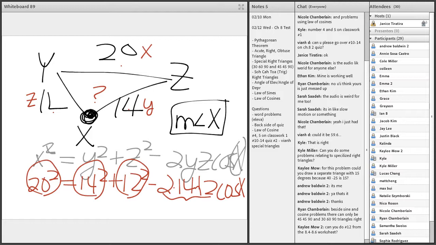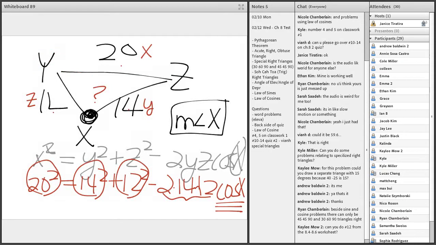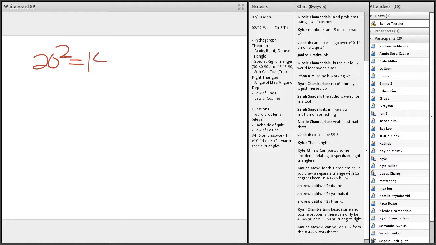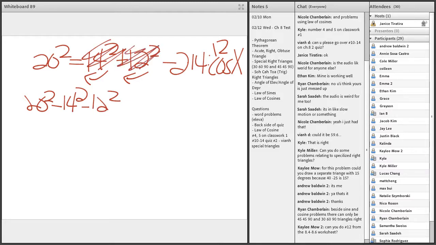Now, if I wanted to isolate cosine x, I'm going to show the shortcut now, okay? So let me copy this down. 20 squared equals, oh, I already forgot the numbers. 14, 12, okay, 14 and 12. Okay, so, if I wanted to move these over, I would do 20 squared minus 14 squared minus 12 squared, right? So now they're gone. I'm just showing a little bit of algebra. And then this is a product, -2 times 14 times 12.